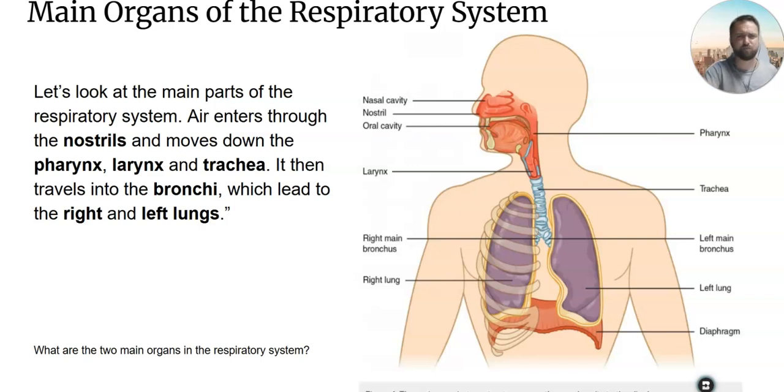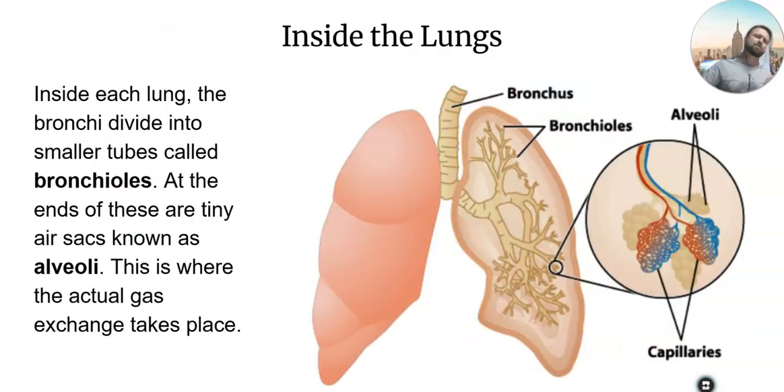Hope that makes sense. Let's move on. Now let's go a little bit inside of the lungs. Inside of the lung, the bronchi divides into smaller tubes called your bronchioles. At the ends of these are tiny air sacs known as alveoli. This is where the actual gas exchange takes place.